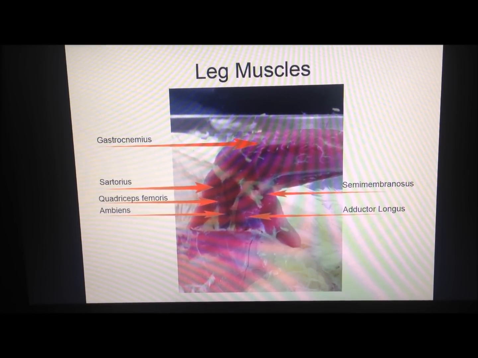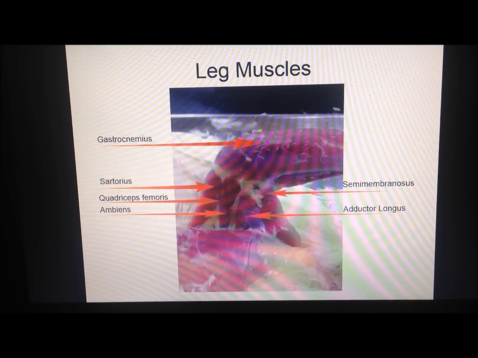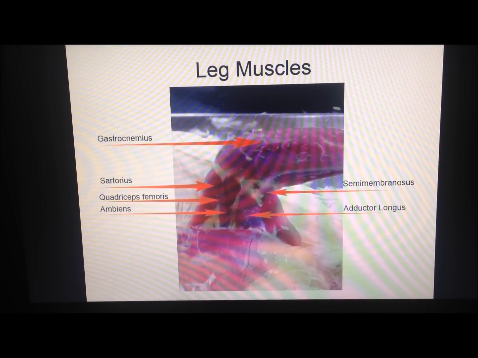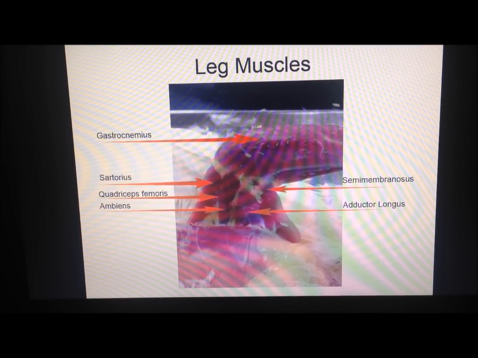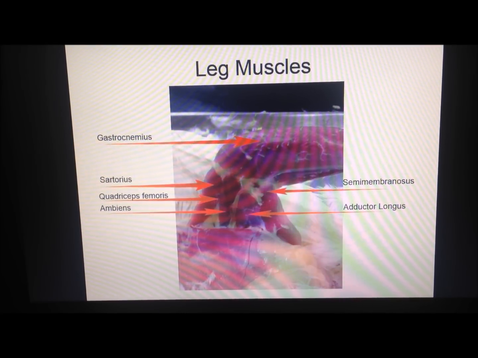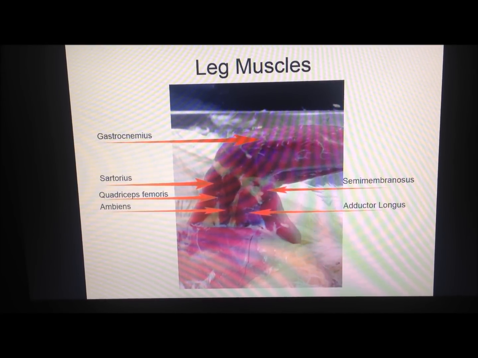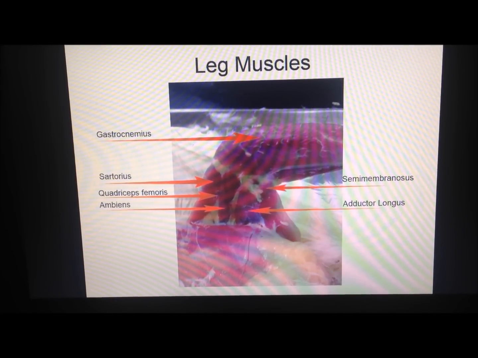The ambiens, which originates on the ilium and pubis and inserts on the proximal tibiotarsus. And next we have the semimembranosus, which extends the thigh and flexes the knee. Lastly, we have the adductor longus, which adducts and extends the thigh.